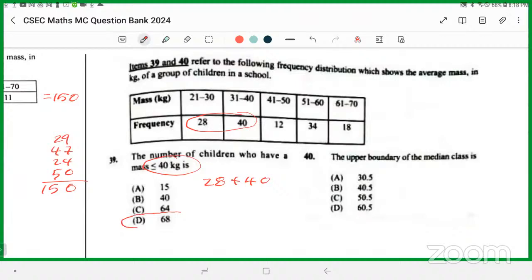68. Less than or equal to 40 kilograms. That's it. It says the upper boundary of the median class again. See them come back with the median class. I guess we have to work it out again. All right, so the median class. What is the total? Is the total 150 again? Did they tell us up here? So we're going to add up this and find the median again.